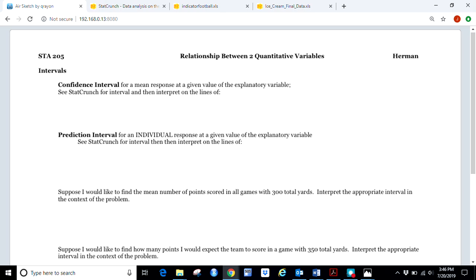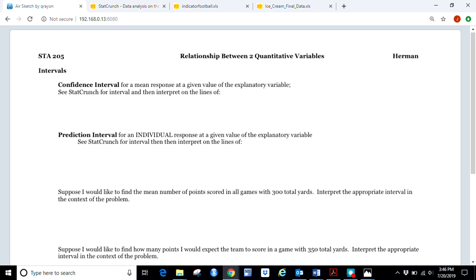We're now going to shift our focus to look at intervals. So we're going to look at two different intervals in this area. We're going to first talk about a confidence interval, which are things that we've seen before, and then we're also going to talk about a prediction interval.